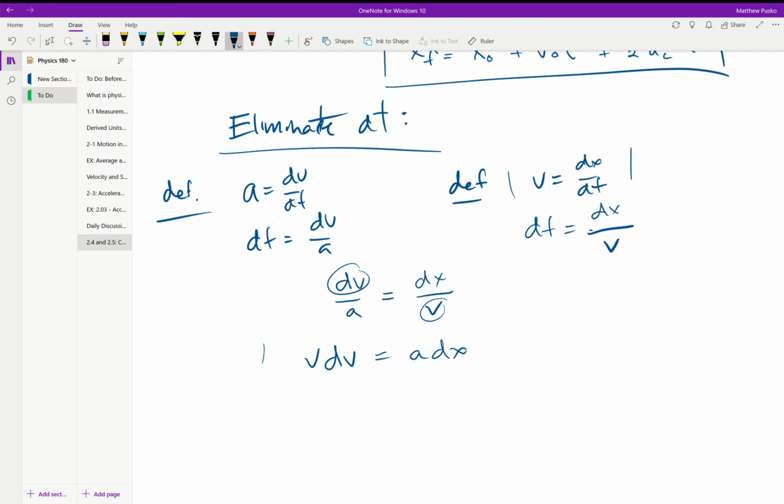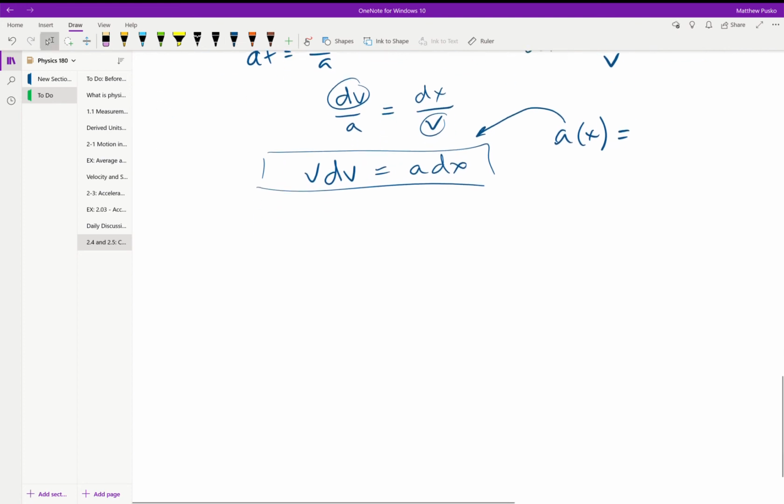So you can just go ahead and remember this. And let's say you had acceleration as a function of x. That's something we'll have, well, put it in there and we can integrate it and get our equations of motion. But in this case, we're going to integrate this from v naught to v final. And since this is constant, we can just integrate the dx from x naught to x final.